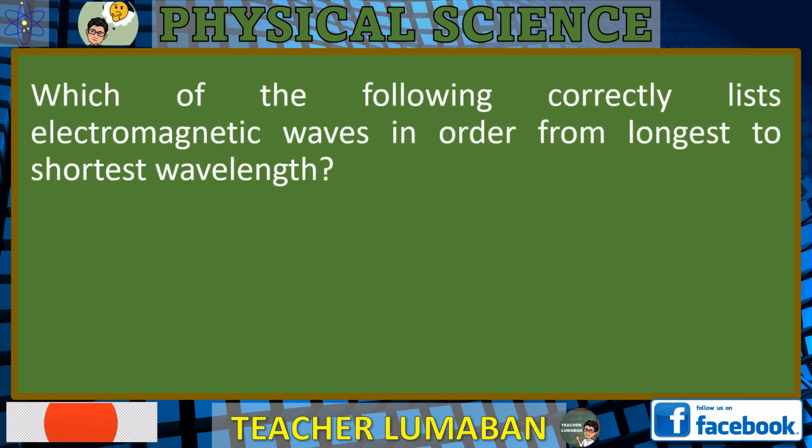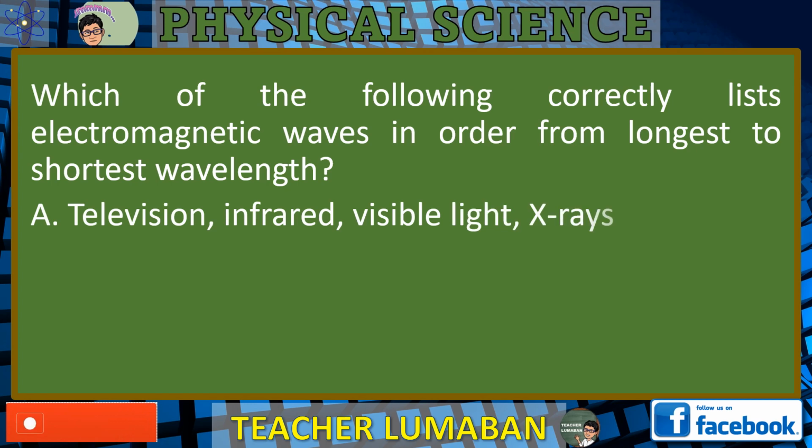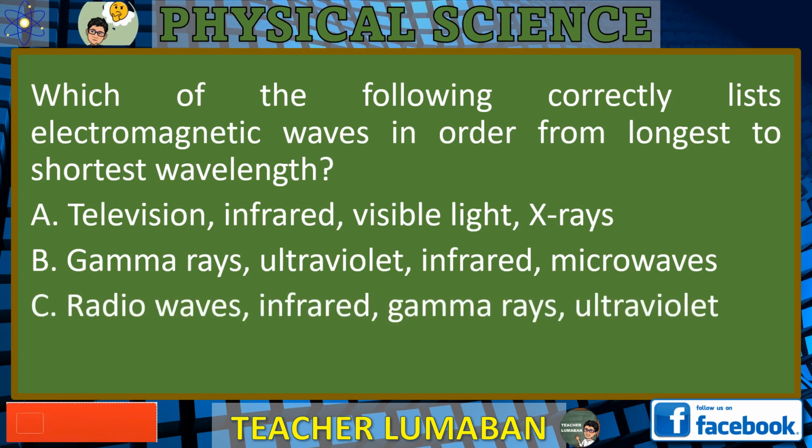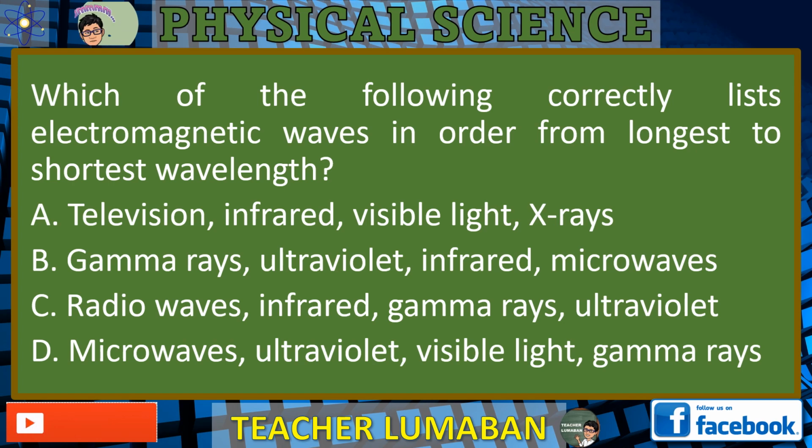Which of the following correctly lists electromagnetic waves in order from longest to shortest wavelength? Letter A. Television, infrared, visible light, X-rays. Letter B. Gamma rays, ultraviolet, infrared, microwaves. Letter C. Radio waves, infrared, gamma rays, ultraviolet. Letter D. Microwaves, ultraviolet, visible light, gamma rays.